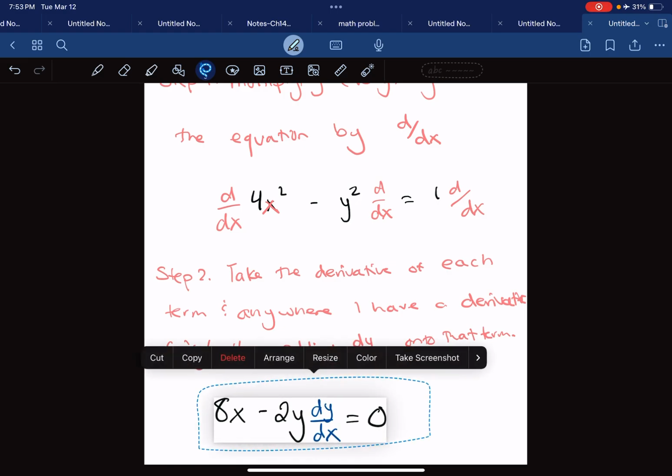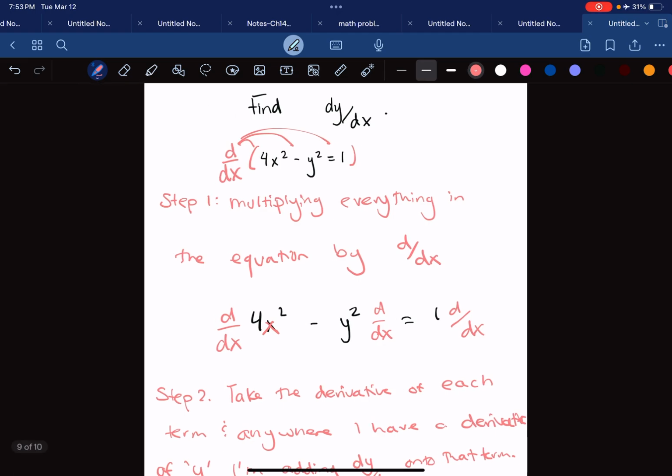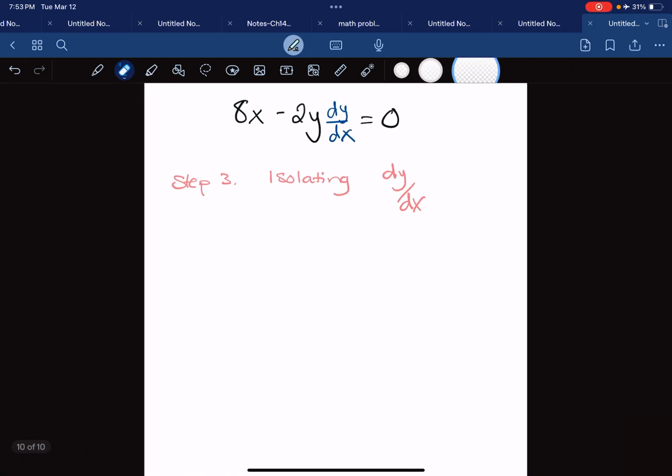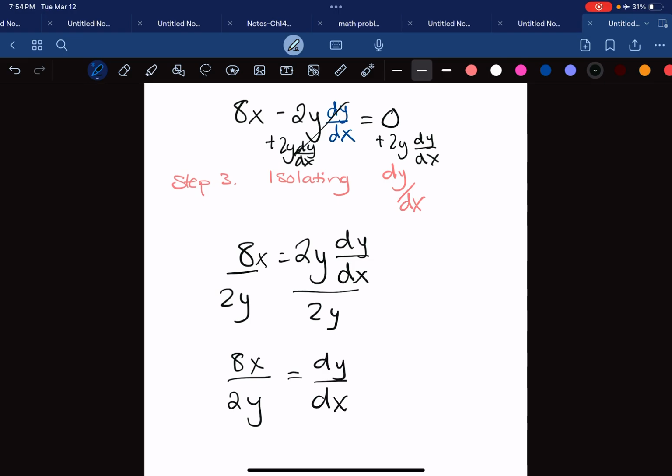Now I'm going to do my final step, step 3, which is isolating dy/dx, because remember, we're asked to find dy/dx. So we isolate the terms in order to get dy/dx alone so we can say what it's equal to. I can add 2y dy/dx to both sides, so I get 8x is equal to 2y dy/dx. Now let's divide by 2y on both sides. So I get 8x over 2y is equal to dy/dx. 8 divided by 2 is 4, so I get 4x over y is equal to dy/dx. And that is how I would do that first problem.